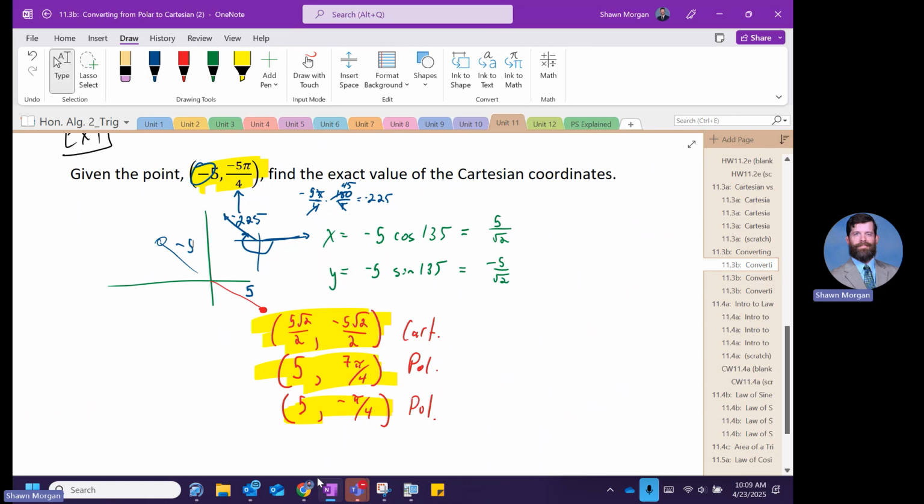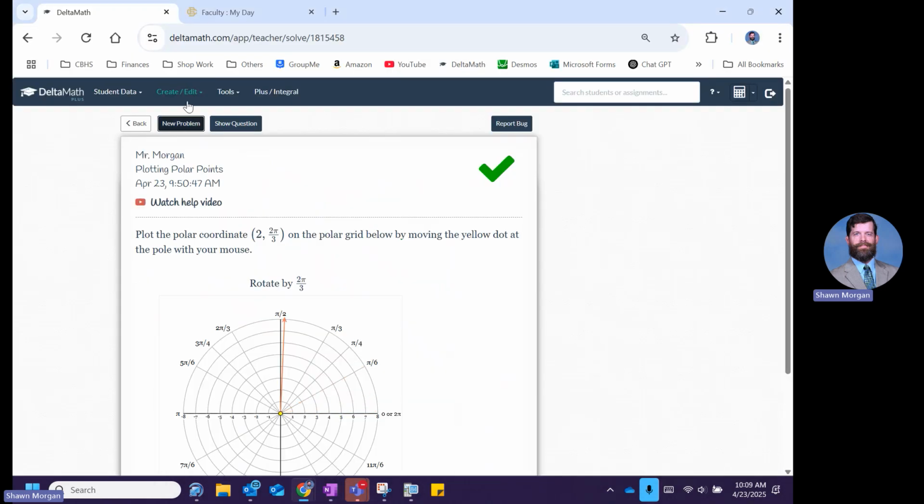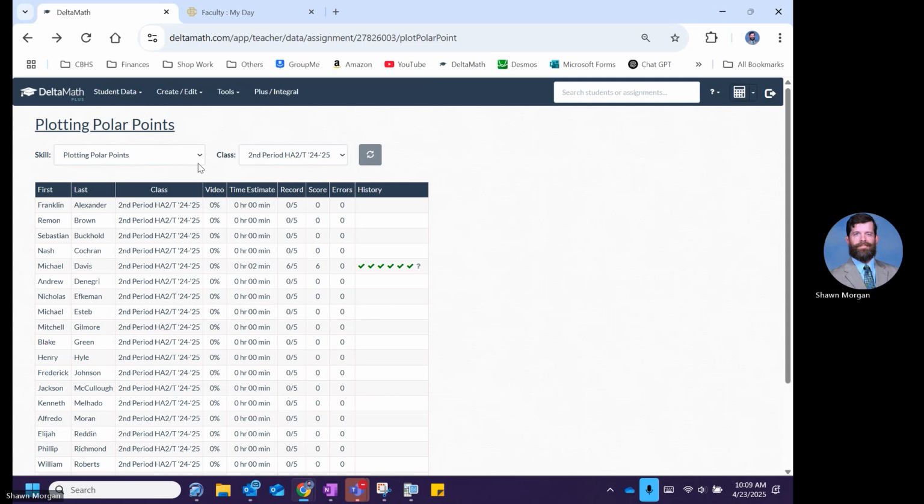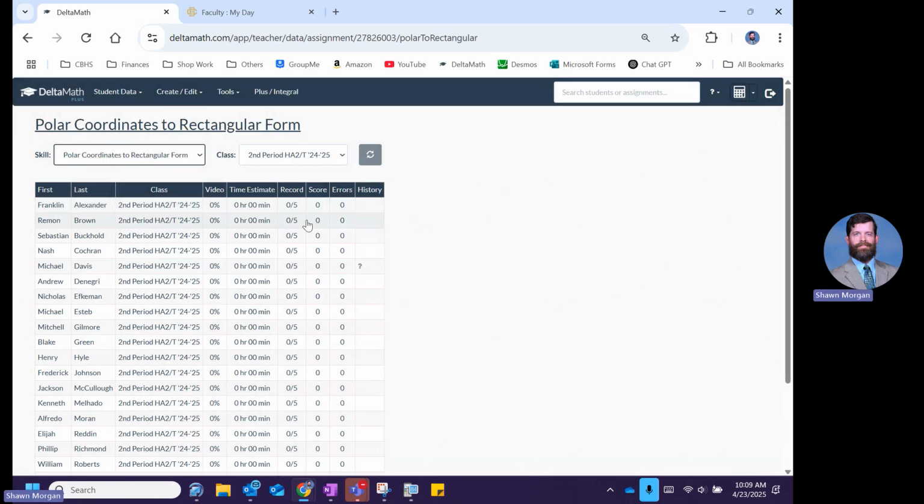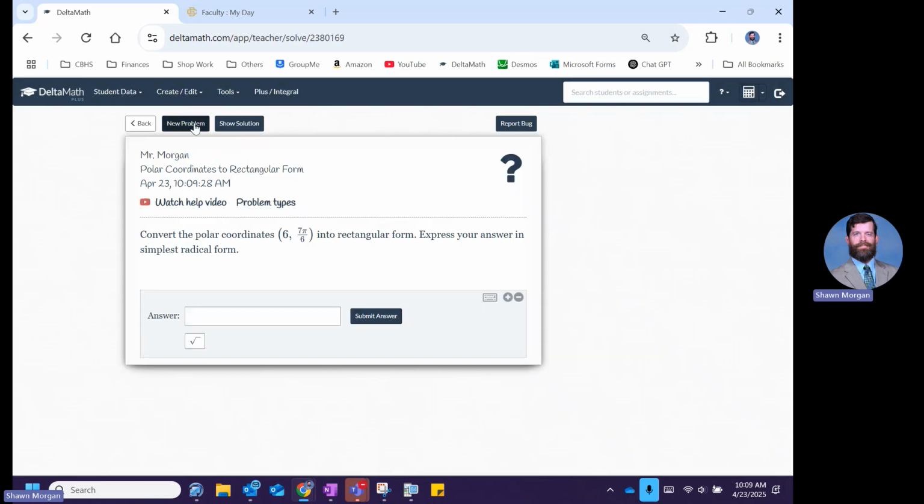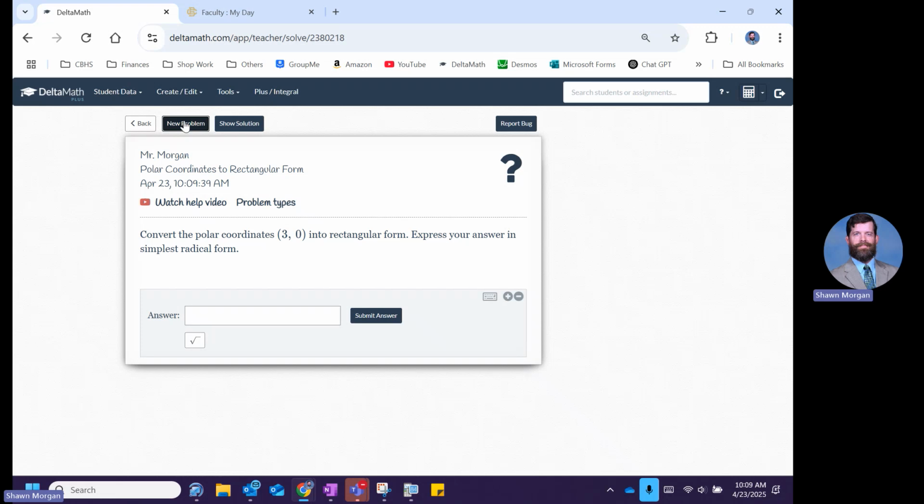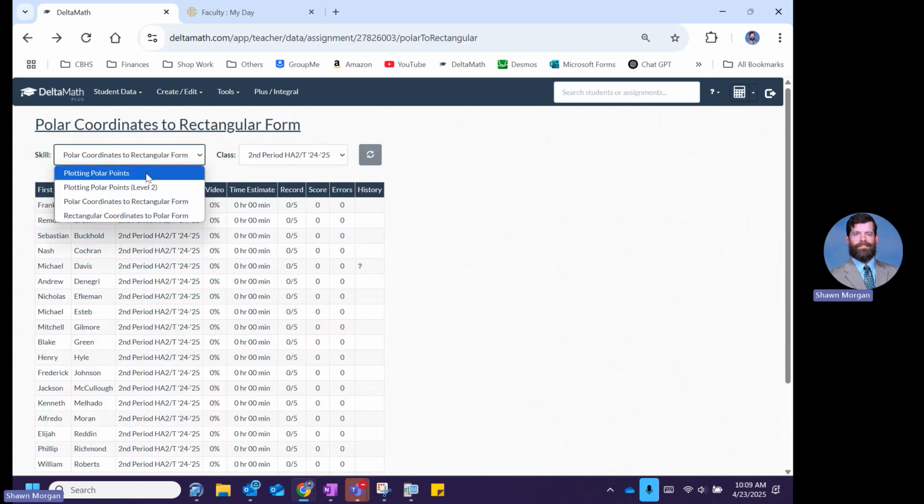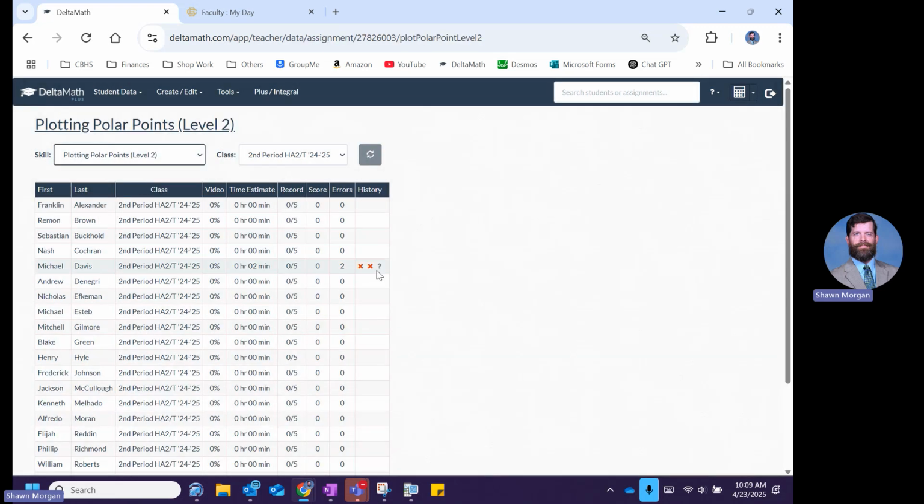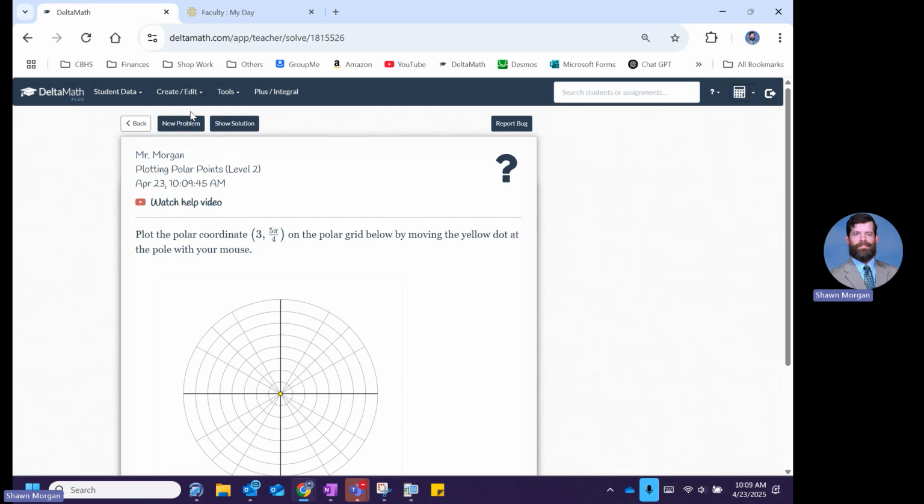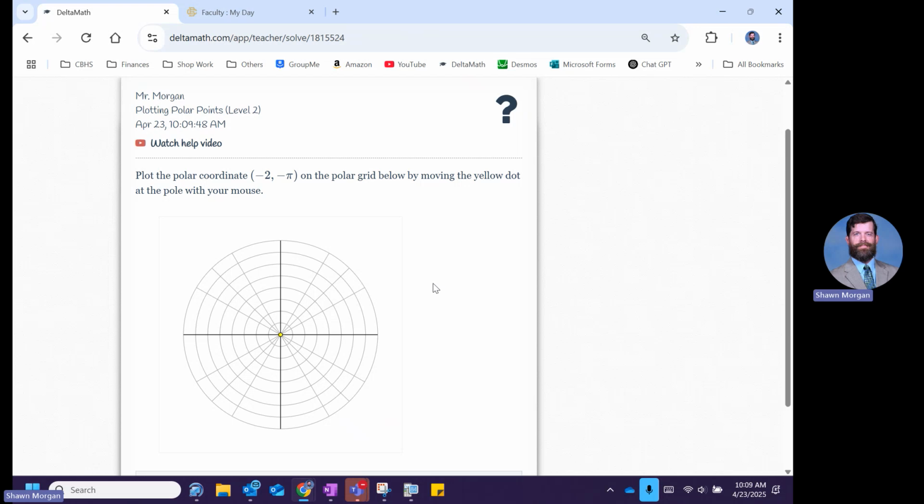So this will be instructive to go back to the Delta Math, and look at polar to rectangular, and to look at some of these. I'm going to hit new problem until we get a negative. Why aren't they giving you negatives? I think the second one has some negatives. There we go. Okay, so this will be a good one to look at.